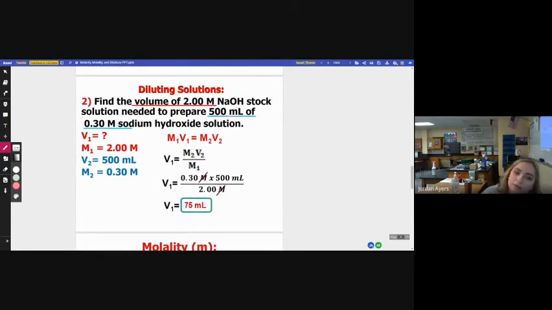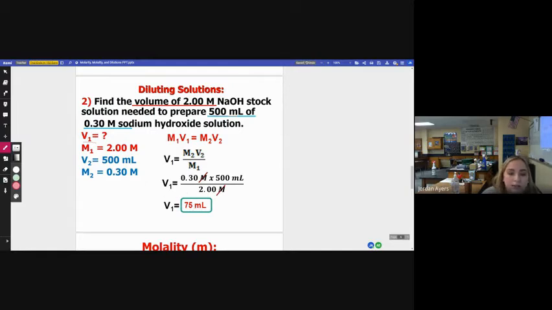So here's another one. Find the volume of 2 molar sodium hydroxide stock needed to prepare 500 mils of 0.3 molar sodium hydroxide solution. So I'm given my M1, M2, and V2. I'm looking again for V1. So I'm going to manipulate that equation so that V1 is by itself on this side, and then I just plug it in. 0.3 times 500 divided by 2. So my V1 is equal to 75 milliliters.